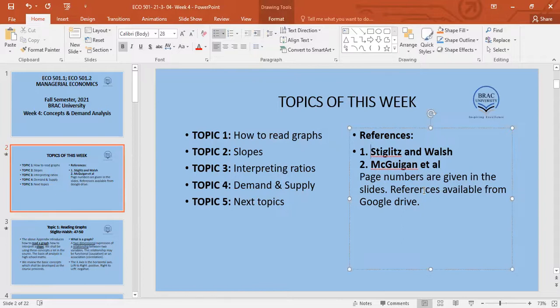Et al. means and others. So the page numbers are given in the slides. The PDFs of the references are available from the Google Drive. So you see the page numbers there, and then you can just refer to the respective chapter.